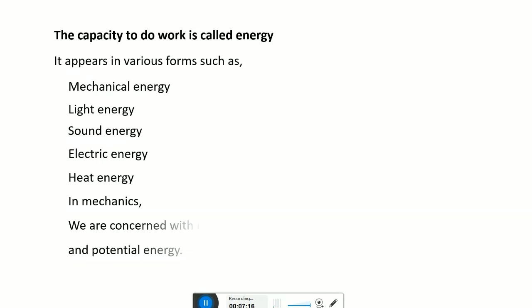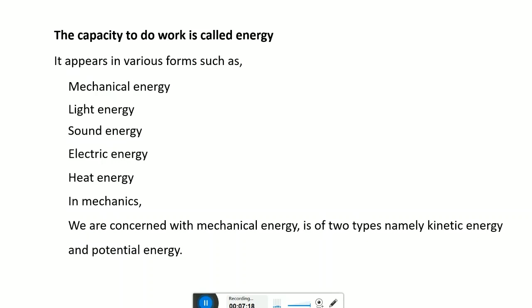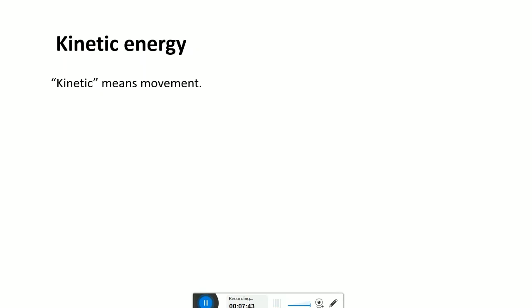In mechanics, we are concerned with mechanical energy, which is of two types, namely kinetic energy and potential energy. And mechanical energy is the sum of kinetic energy and potential energy. So let us study kinetic energy. The word kinetic means movement, or kinetic energy is the energy of motion.